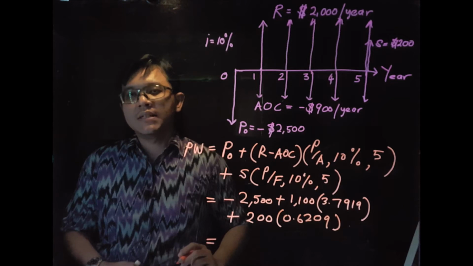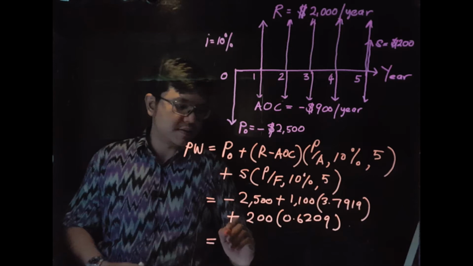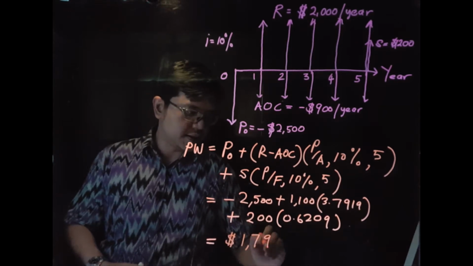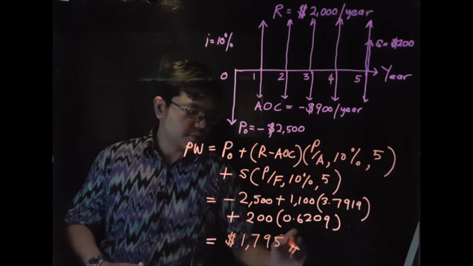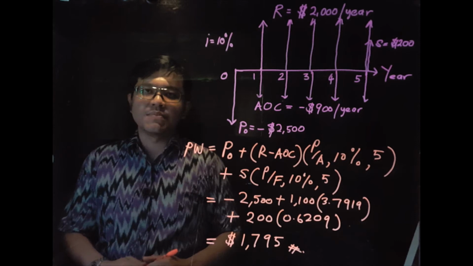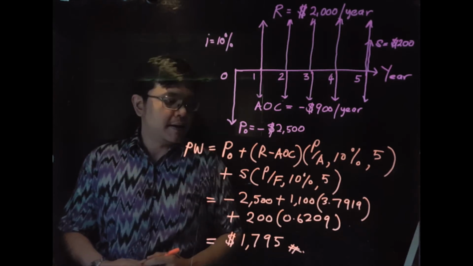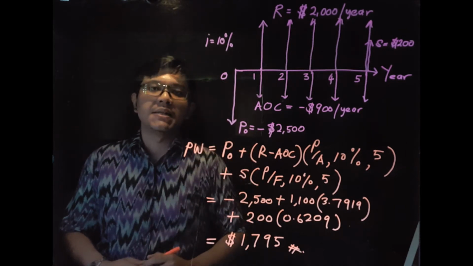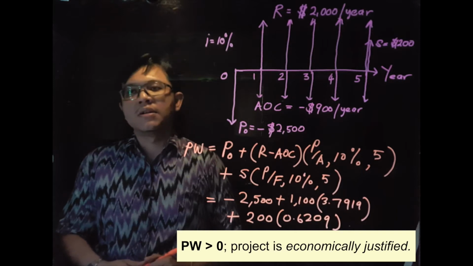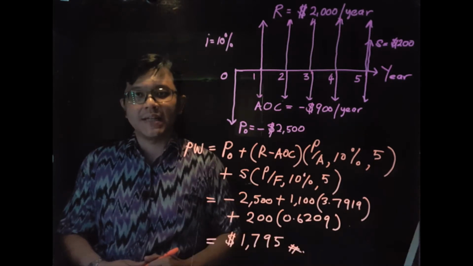So if you do the calculations, you will find that the present worth value of this project is equal to $1,795. So what we have found is that the present worth value of this project is equal to $1,795 at the interest rate of 10% per year. Since the present worth value of this project is bigger than 0, this project is economically justified.